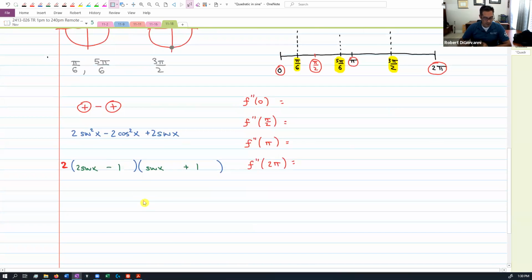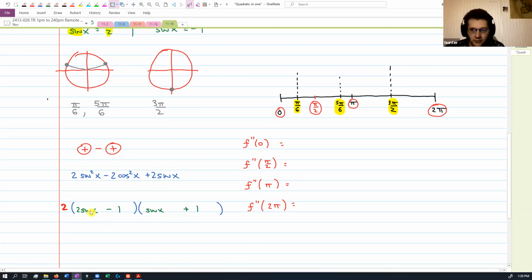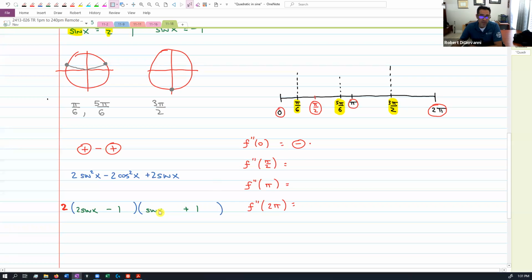So let's talk about this. At 0, what happens? I'm going to go as quick as I can through this. If I plug into here, since there's a 2 out front, that's always positive. I don't even care about it. What is sine of 0? What's the y coordinate at 0? It should be 0. Take away 1, negative. Negative number times, now sine of 0 again. Sine of 0 is 0 plus 1. Positive number. Those two multiply to be positive.